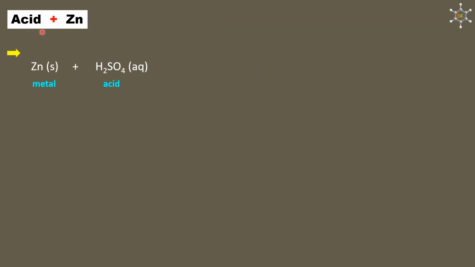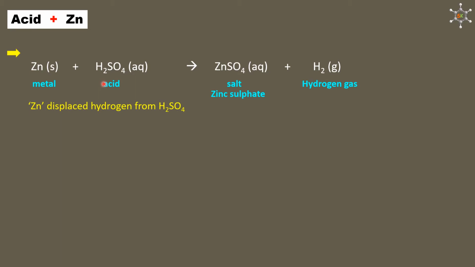Reaction of acid with zinc metal. When zinc metal is treated with sulfuric acid, it results in the formation of zinc sulfate solution in water and releases hydrogen gas. Zinc sulfate is a salt. This is an example of a displacement reaction where zinc displaced hydrogen from sulfuric acid.